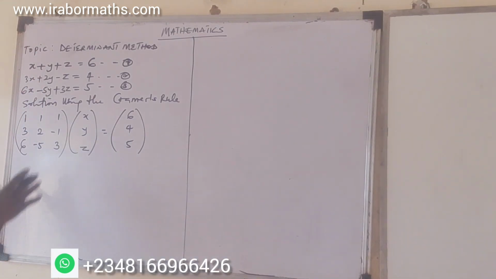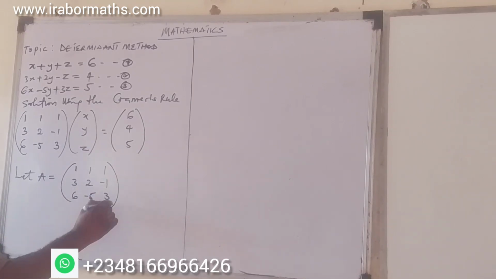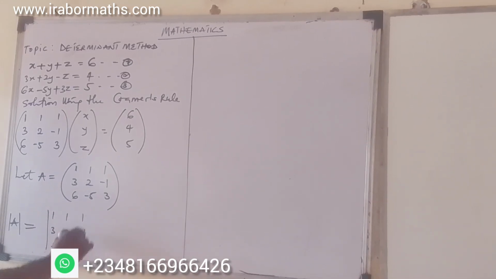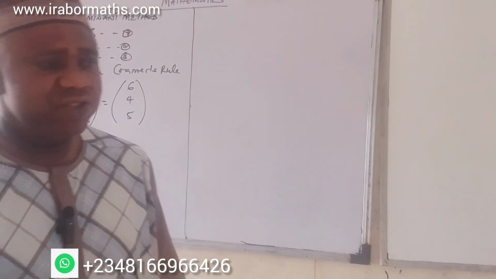Now, let's assign a variable to this matrix. Let A be equal to the matrix 1, 1, 1, 3, 2, minus 1, 6, minus 5, 3. If A is equal to this, let's find the determinant of A. The determinant of A will be the determinant of 1, 1, 1, 3, 2, minus 1, 6, minus 5, and 3. Now, let's use the Sarrus method.